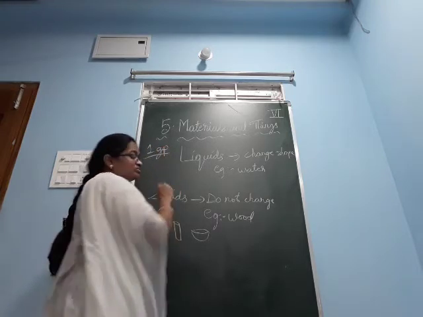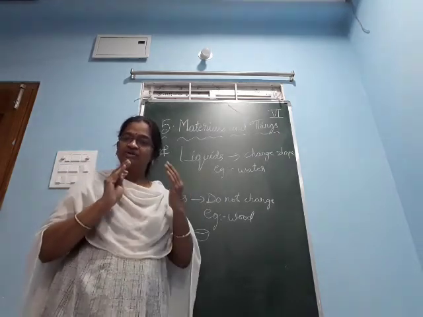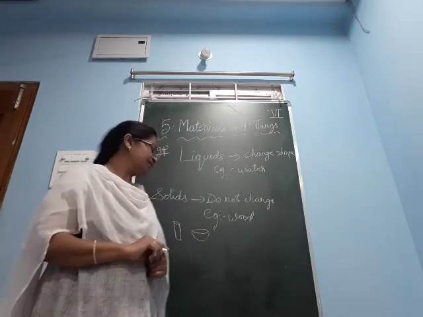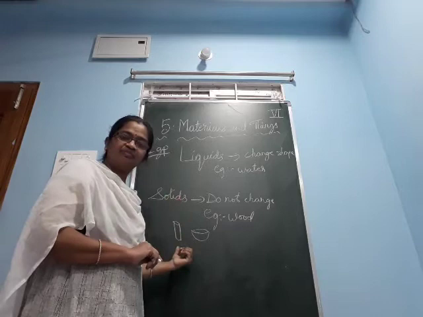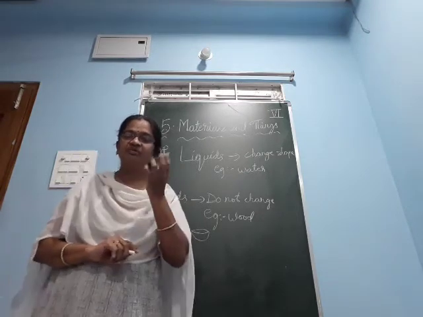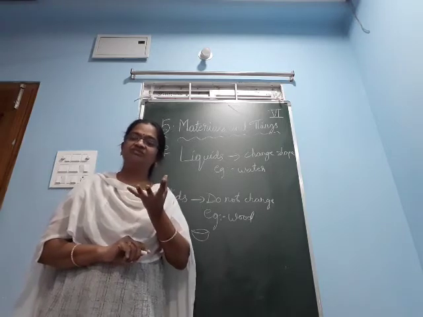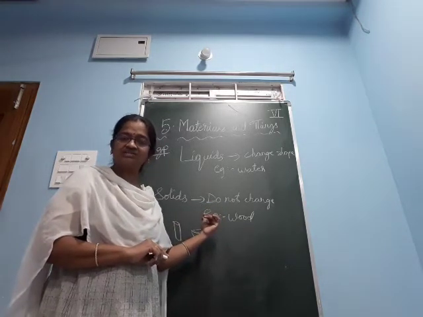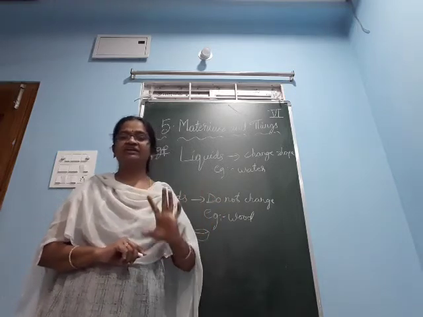G means group. One group observed that sugar takes the shape of the container. If they keep it in a bowl, it takes the shape of the bowl. If they keep the sugar in a glass, it takes the shape of the glass. If they keep the sugar in a vessel, it takes the shape of the vessel. The first group of 6th class students observed that the sugar takes the shape of the container only.